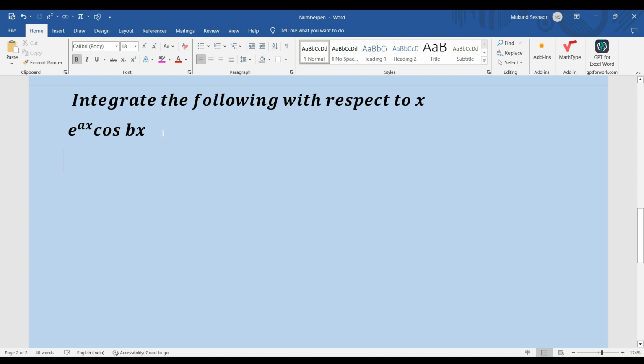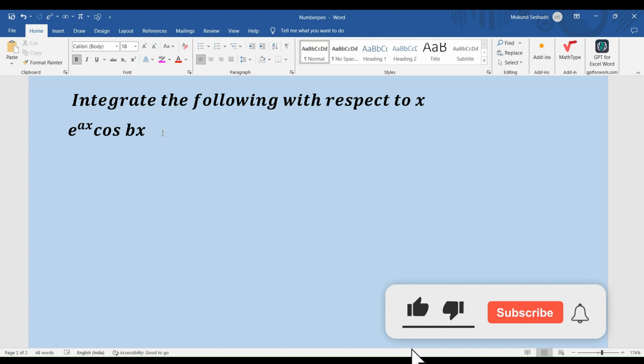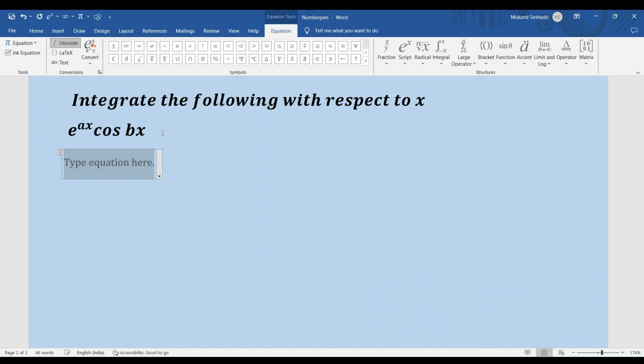So there we have the problem on the screen. Integrate the following with respect to x. We have e to the power ax into cos bx, right? So what we have been given is dy by dx and we've been asked to find y. My y is nothing but integral of the given expression. So let's write down what is our y.